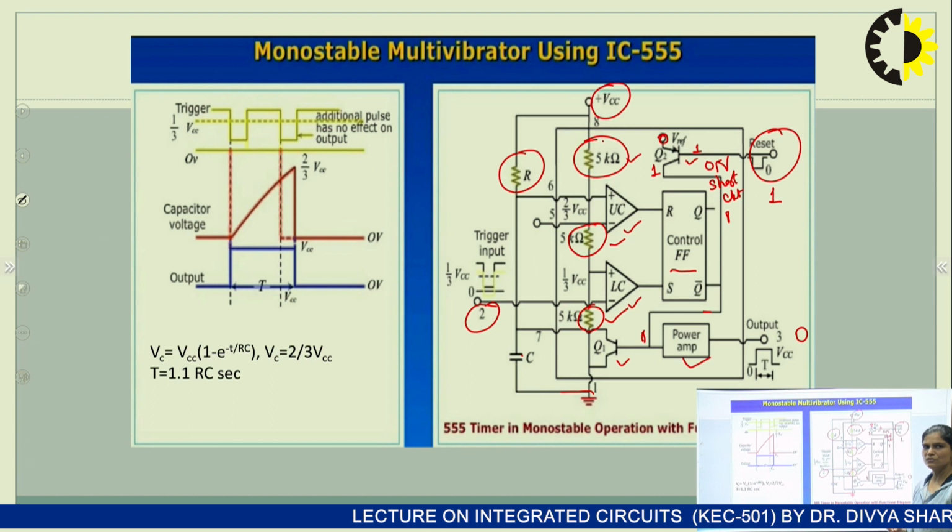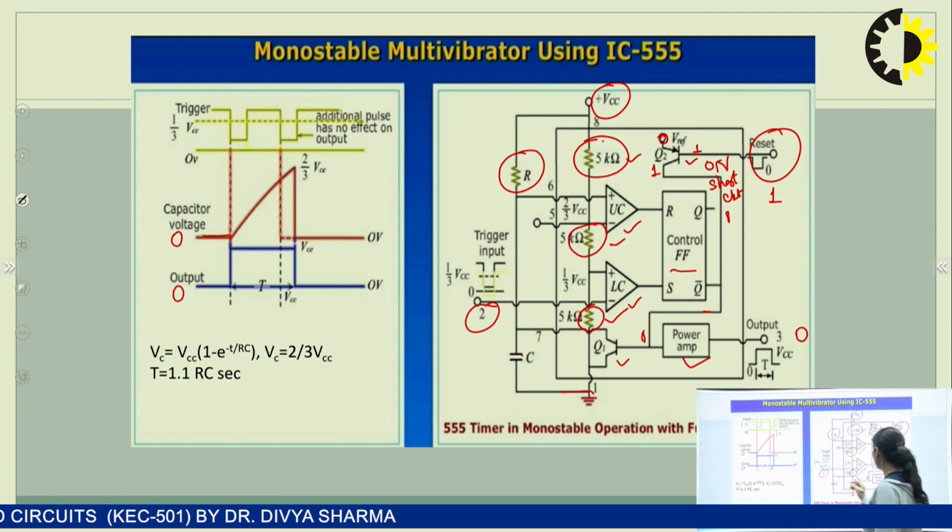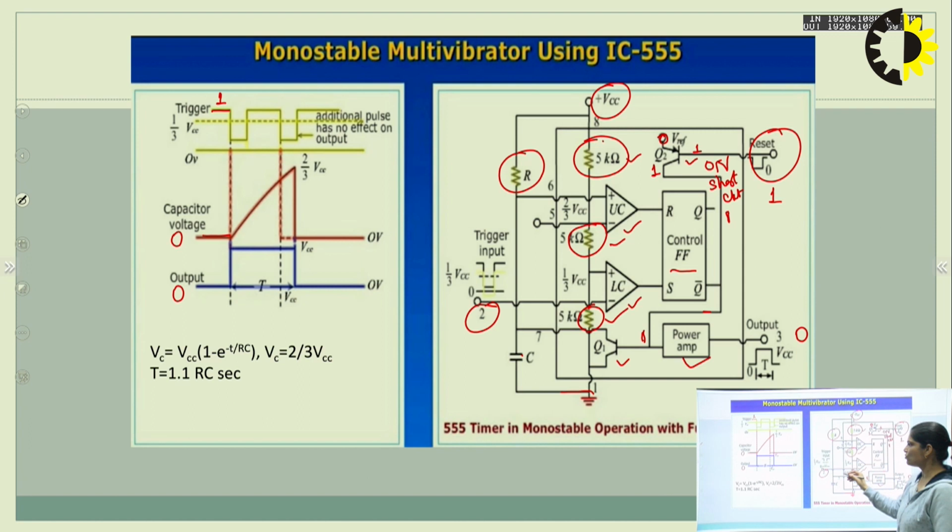So initially you are considering the capacitor voltage is 0, and the output is also 0. You get output 0 when you are resetting this functional block diagram of the 555 timer. If the triggering input is not used, which generally it is not, it is connected to VCC. But if you are giving a triggering input, then the triggering input is low. So here you are giving low, which means you are giving 0.